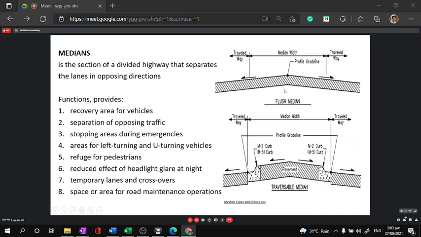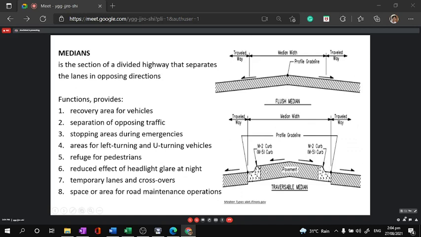And so that's flush. Now, usually if you're a flush type, you have to have a median width that is wide, a space for flushing of water to be accommodated. And sometimes, it can also be used as an area, as I mentioned earlier, when you need some space for allocation of refuge.